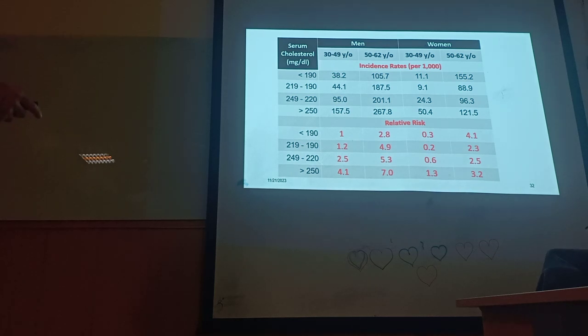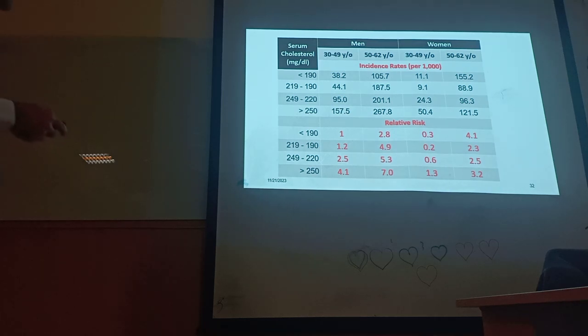If you want to compare, for example, women who are 50 to 62 years old to, again, women who are 30 to 49 years old, you should divide this one by this one. Okay? And you can see that, for example, there is actually a 15 times greater risk for those who are 50 to 62 compared to younger women.